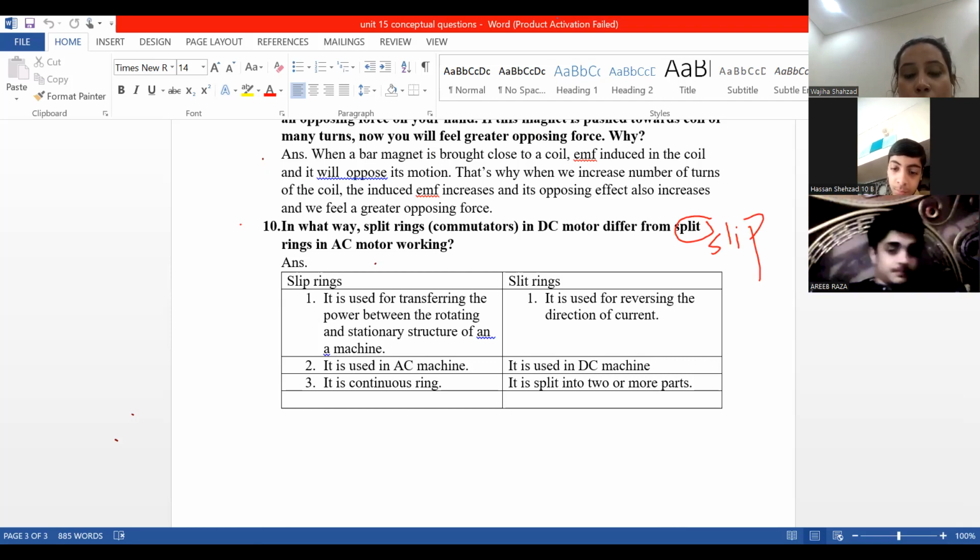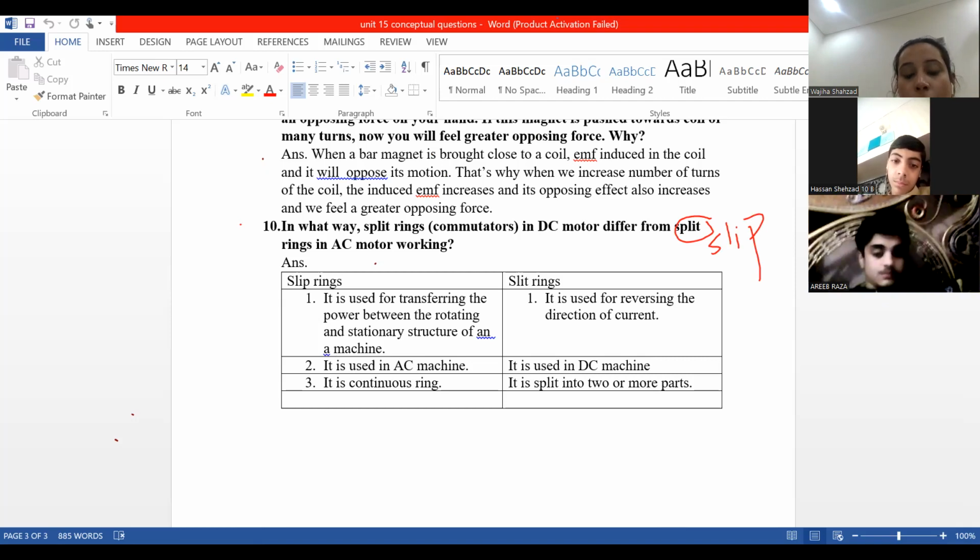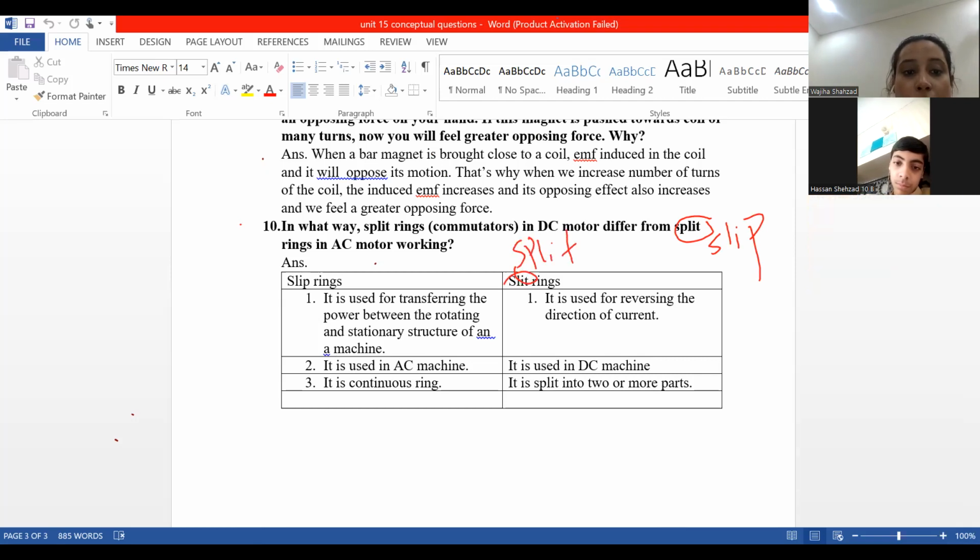So it means we have to make a column to write a difference. First of all, we know what is slip ring and other is split ring. This is split ring. Slip ring is used for transferring the power between the rotating and stationary structure of a machine, and this is used to reverse the direction of a current. Whenever we want to change the direction of a current, we will use split rings, right?